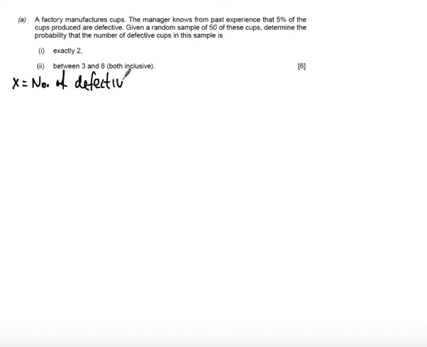Okay, so we need to declare what the random variable is, and then we need to state that x is distributed binomially where n is equal to 50, and the probability of it being defective is 0.05. And that's the first part of our question. So that's A, this is part I.